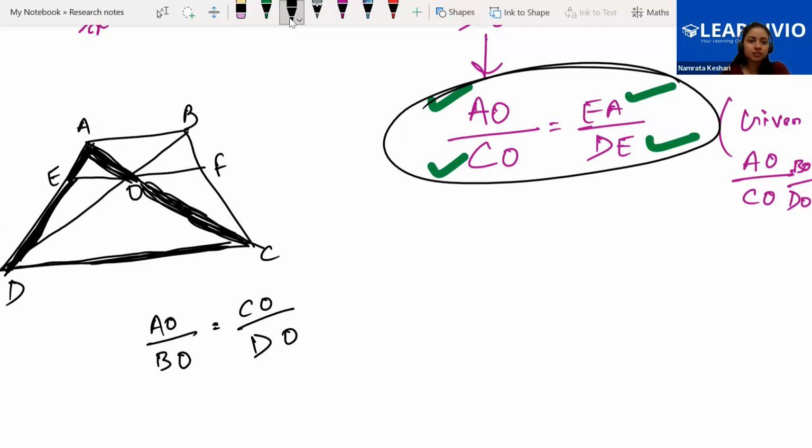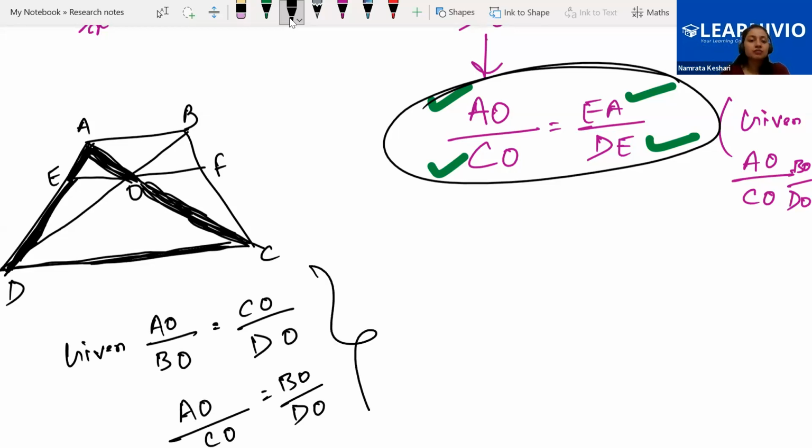Is it TO? Yeah, it is given to us. Then we did a little bit of customization in this format, and what we are saying is AO by CO equals BO by DO, that also we can write. Okay, the given part can be written like this. Now we have done a construction where we have plotted EF parallel to AB. Okay, this is how we have done the construction.